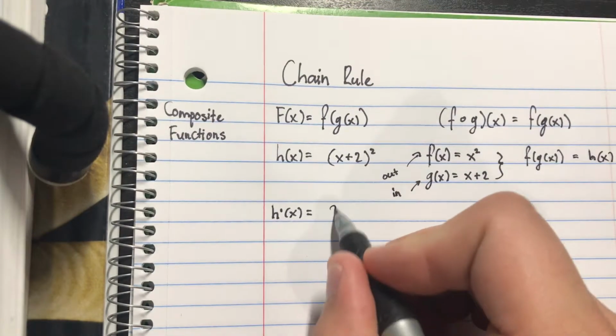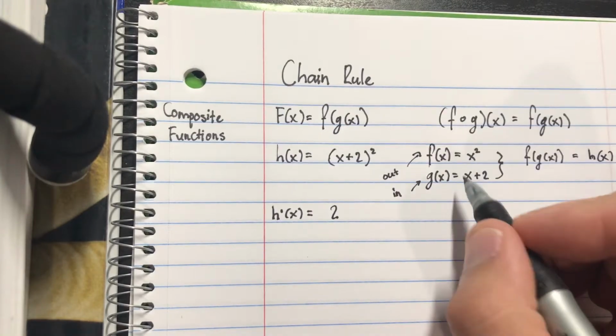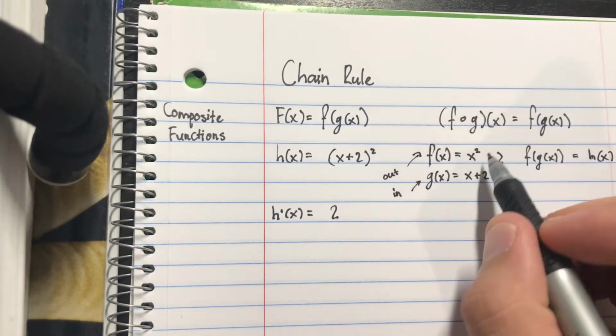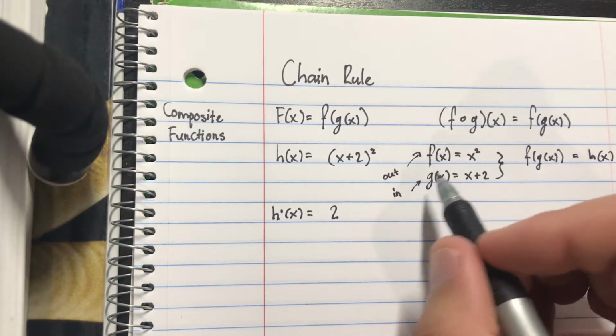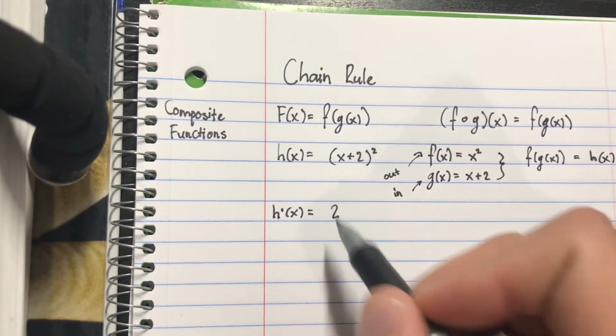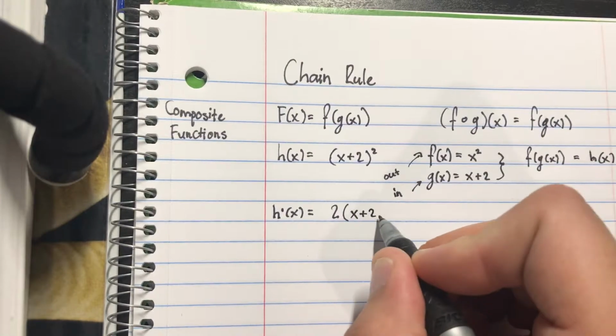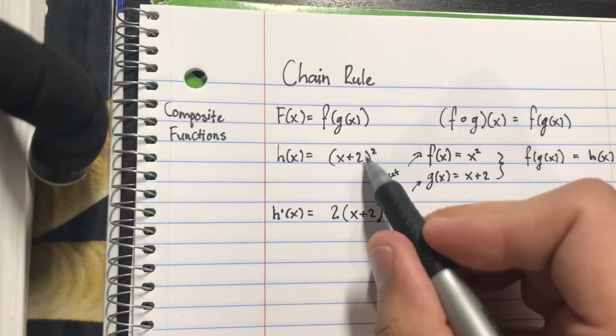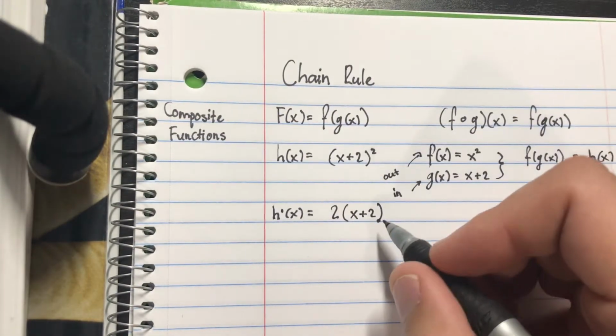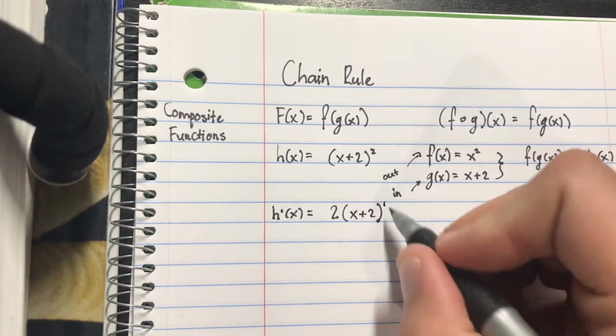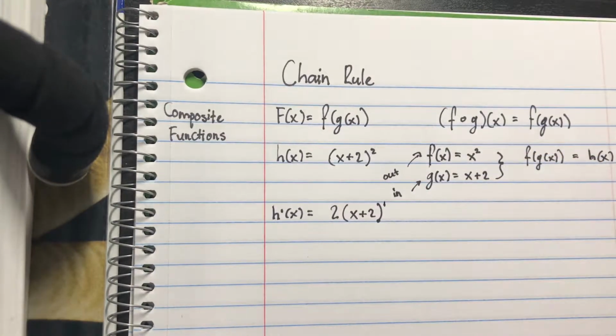So, in other words, we have 2 times our x value, and because this is technically our outside function, we still have to keep what's inside of the function. We can't change that. So we'll keep the x plus 2, but now we have to remember that the 2 that was originally an exponent is now going to be reduced to 1 because of the power rule.